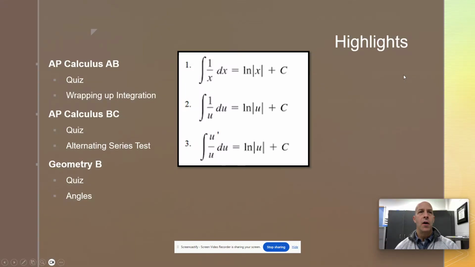This week in Calc AB, BC, and in geometry we have quizzes, so this will be our first little mini assessment, if you will, going into second semester.